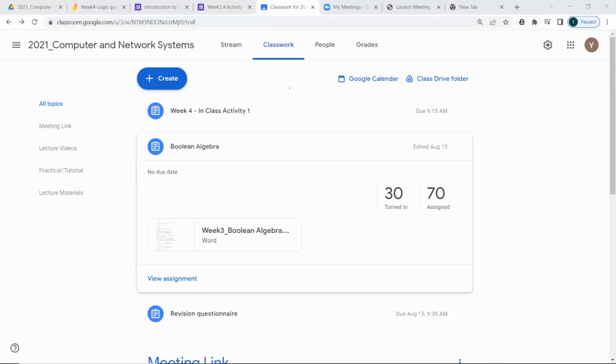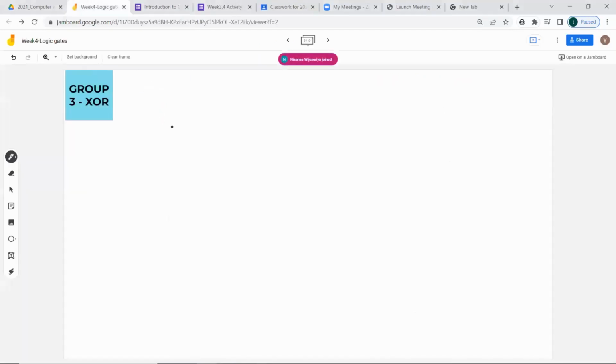Okay, I have opened all the groups. You have 7 groups. You can join as you wish. But remember to have at least one member having a computer. Then it will be easy to modify this document.